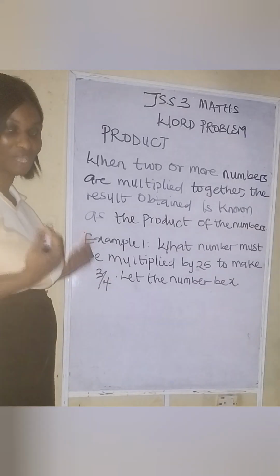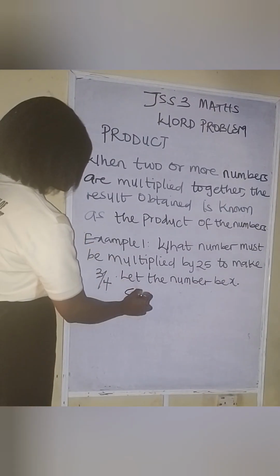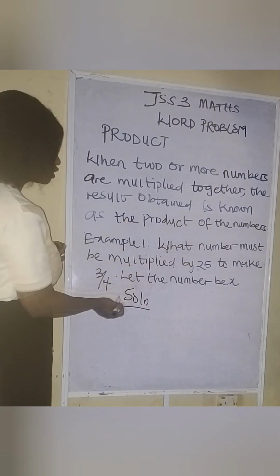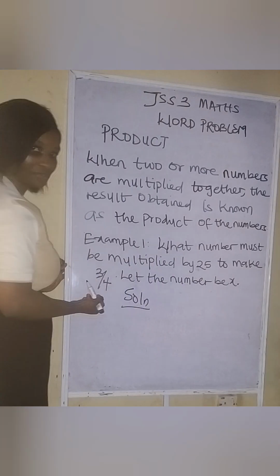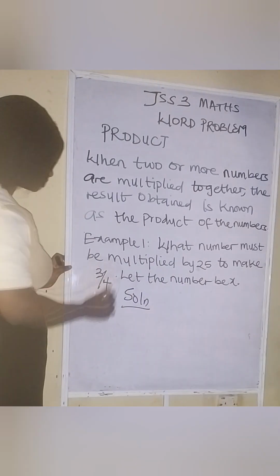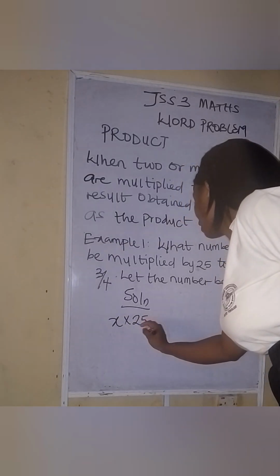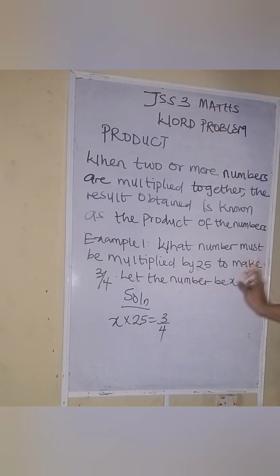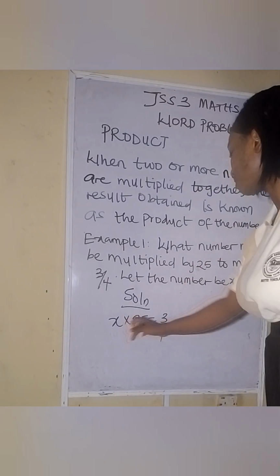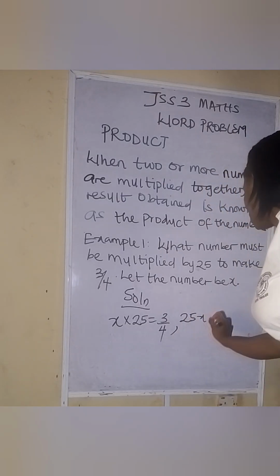So our unknown number is x. Now let's solve this question. What number must be multiplied by 25? So that number, which is x, multiplied by 25 equals 3 over 4. So that will be x times 25 equals 3 over 4. Are you seeing it now? So we've interpreted this question to be this. 25 times x is 25x, equals 3 over 4.